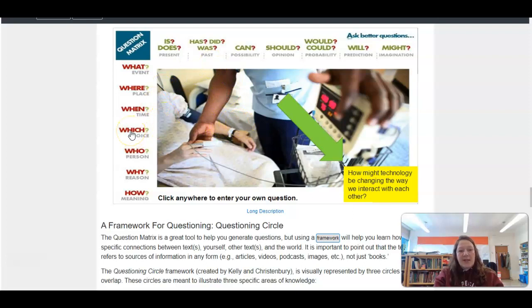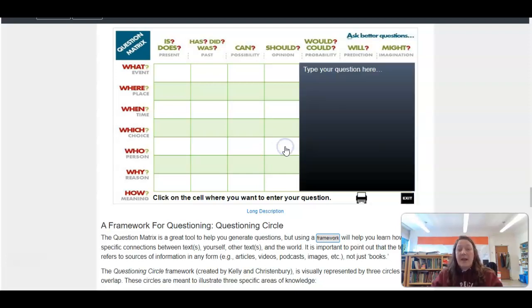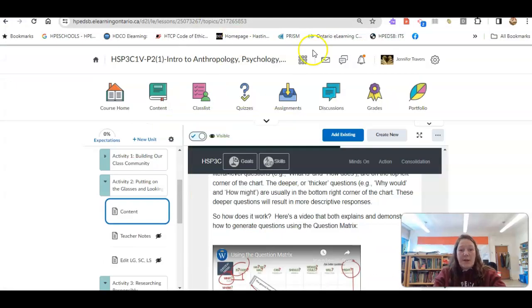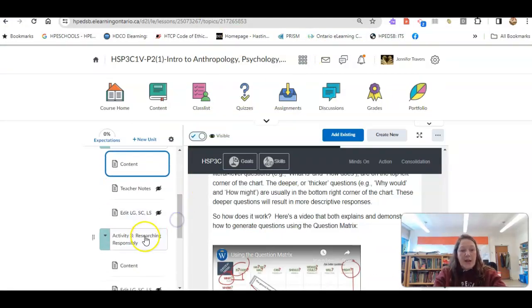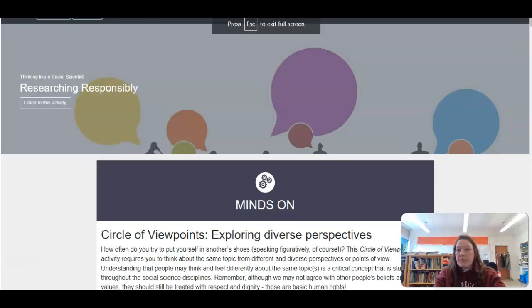Choose, so say, for example, we want to aim for this corner. However, I'm going to say who, and then I can choose along the way and create my question. So who and should. And then I can type up my question there. So it's asking you to use the question matrix in order to create or generate a question for this activity.